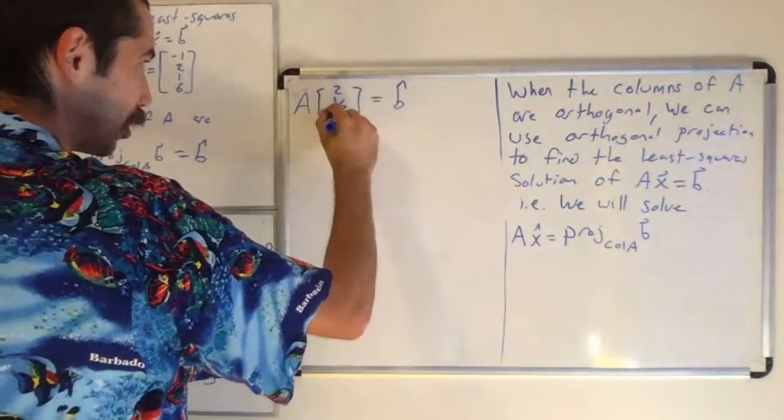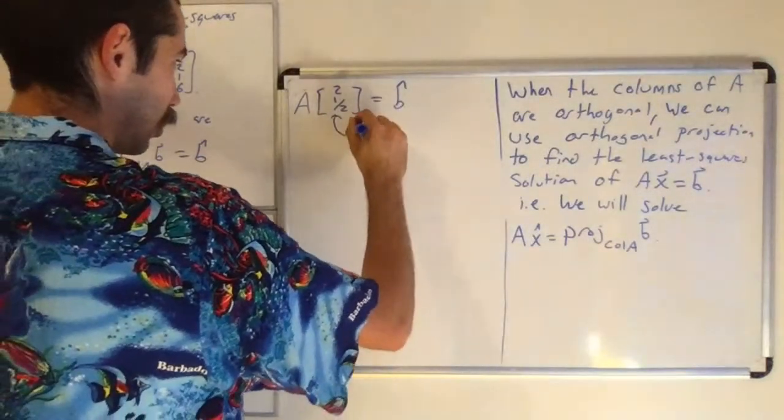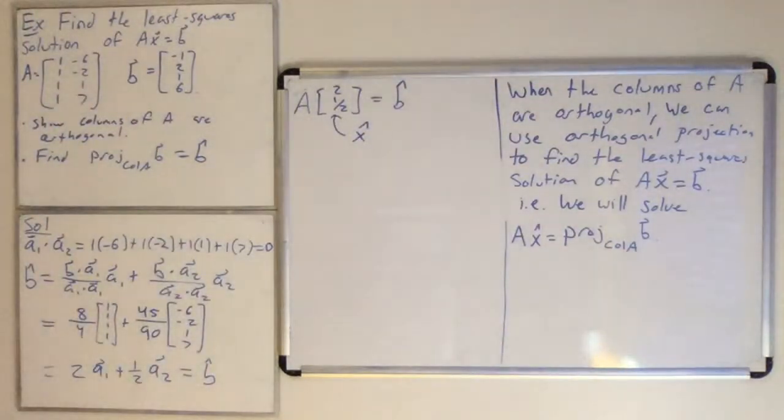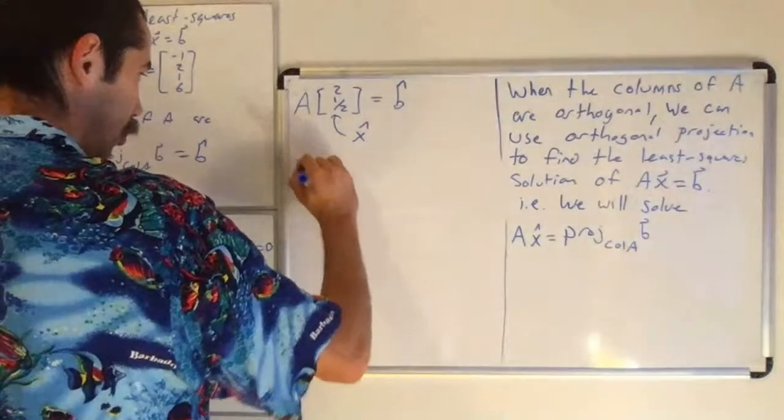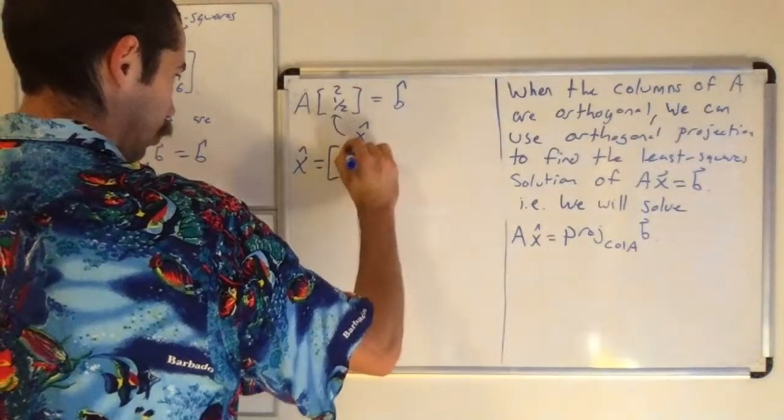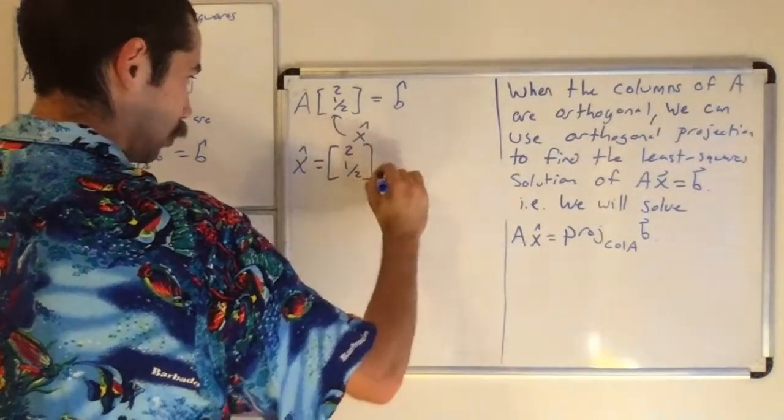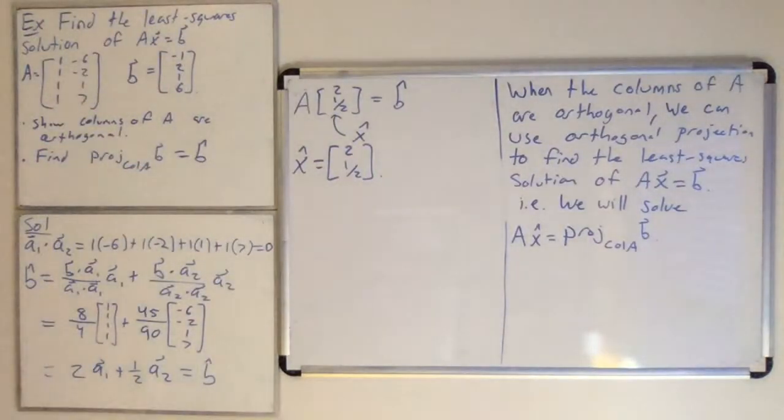This is the solution. These are the weights of the columns that give us B. That's exactly what we're looking for. So we don't even have to write out what B is. We can just read off the weights right there. So X equals 2, 1/2.